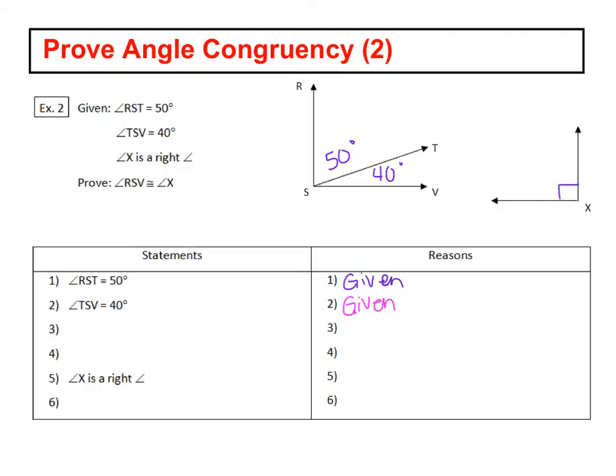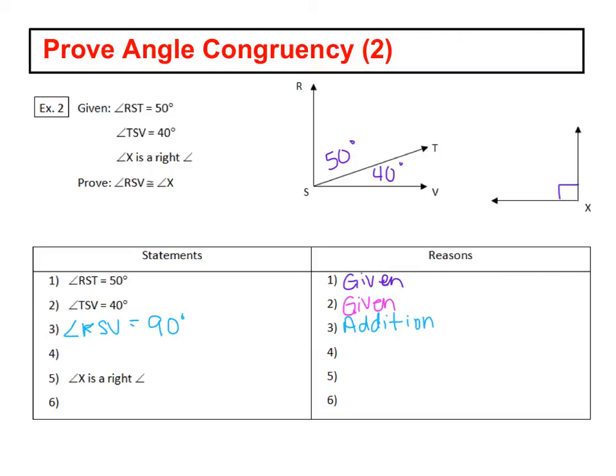We can say that angle RSV, the big one, is equal to 90 degrees. How did we know it was equal to 90 degrees? Well, we added the two angles together. Remember, that's something you can assume. You can assume that two smaller angles will make up a bigger angle. And so our reason, we can just write addition. How do we know? Well, we add them together. That's an addition.